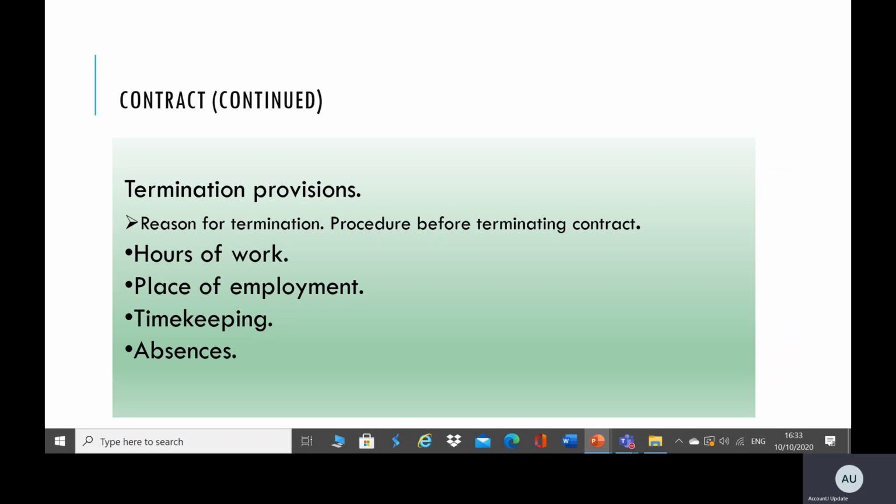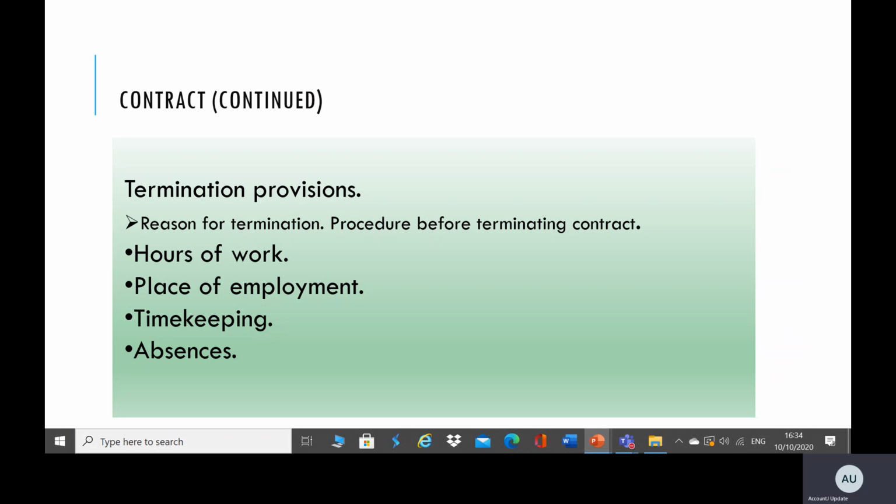Timekeeping, how vital it is in the contract. And if an employee is going to be late for any occasion, they would be requested to ring in saying they're running late. Absences as well.